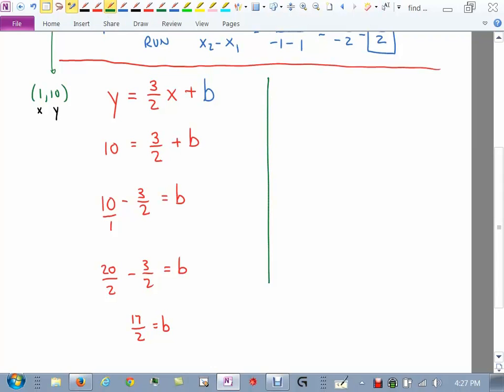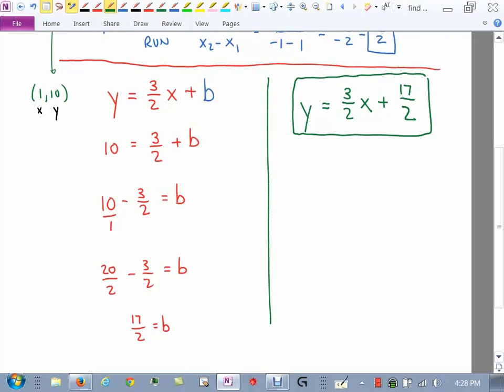So I come back, my final answer, y equals the slope we found to be 3 over 2x, and the b, which we just found to be 17 over 2. That is the equation of the line through those 2 points.